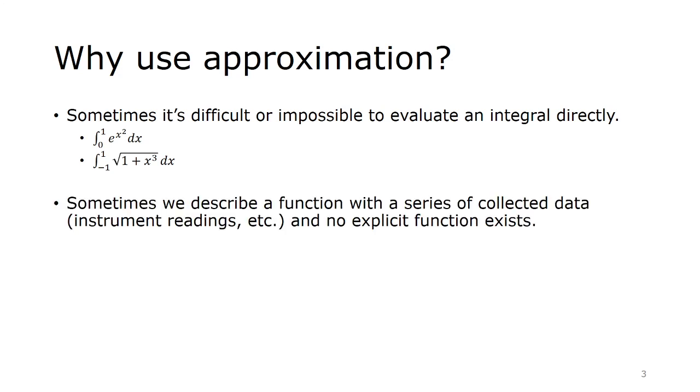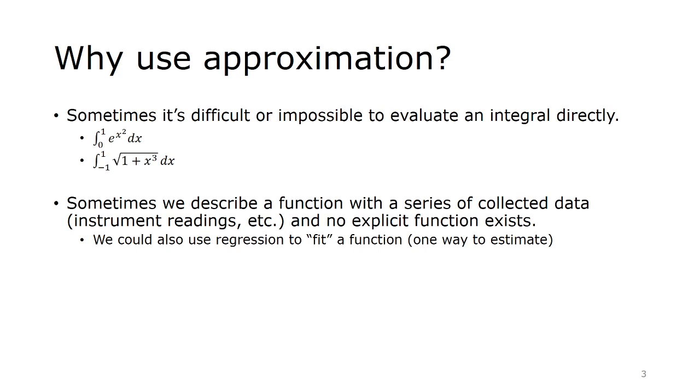Another example: sometimes we describe a function with a collection of data points, maybe readings from instruments, and we don't have an explicit function that we can write to represent that data. We can still use those data points to analyze things that we could use integrals to analyze, like area under a curve. Another approach is to use a regression in order to fit a function. That's a different approach than what we're looking at here, but that's another way to estimate. If we approximate a set of data using, say, a polynomial function, then that's another way to approximate an integral.